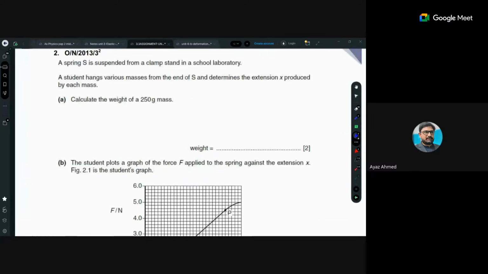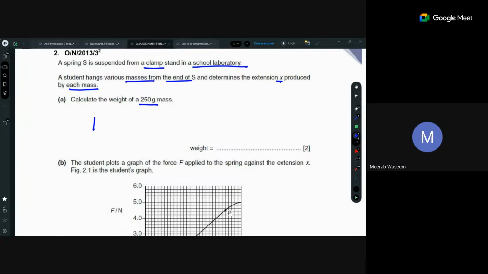A spring S is suspended from a clamp in the school laboratory. The student hangs various masses from the end of S, I mean the spring, and determines the extension X produced by each mass. Calculate the weight of the 250-gram mass. Oh, what an easy question that is. Okay, what to do then?